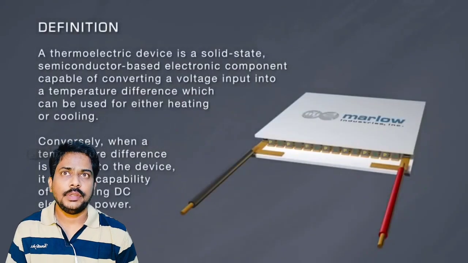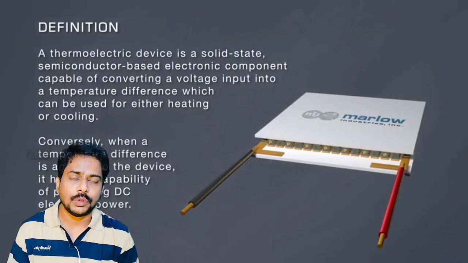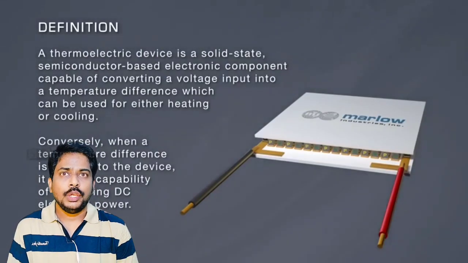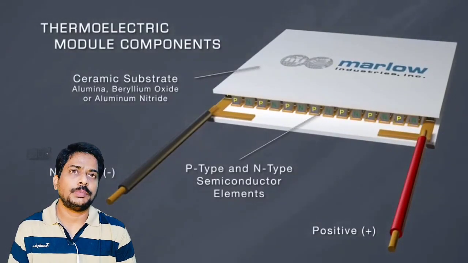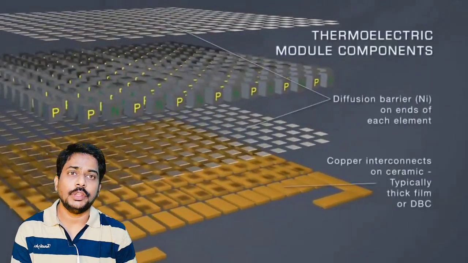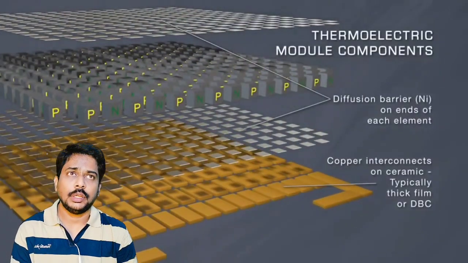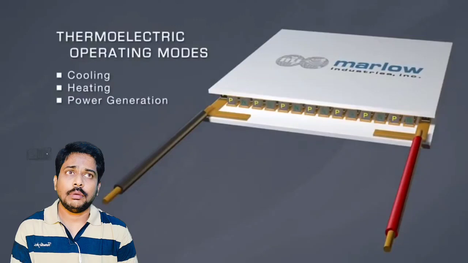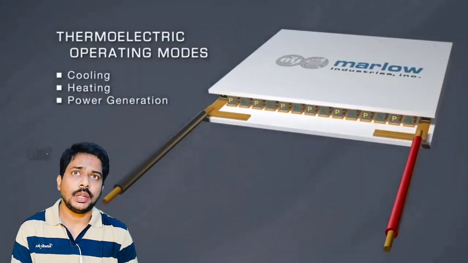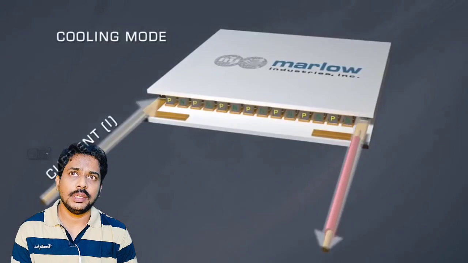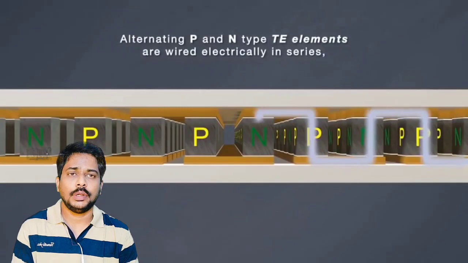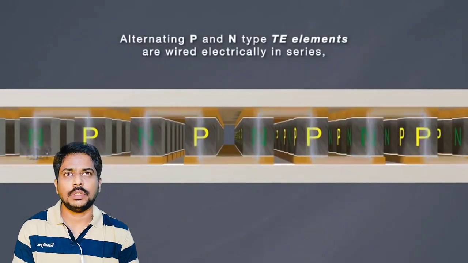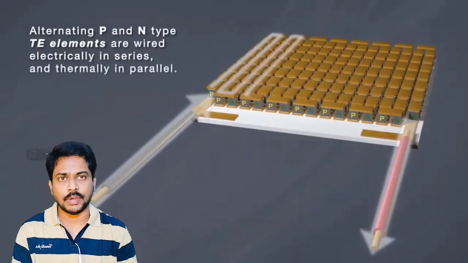This thermoelectric device consists of a ceramic substrate on the top and the bottom, and you have one negative terminal and one positive terminal, and you have p and n type semiconductors placed in a matrix form between the two substrates. This is the construction of the thermoelectric device. You have diffusion barriers on both sides, and p and n type materials placed alternately in series and matrix form, and you have copper interconnections at the bottom. This is how the inner view of your thermoelectric device is.